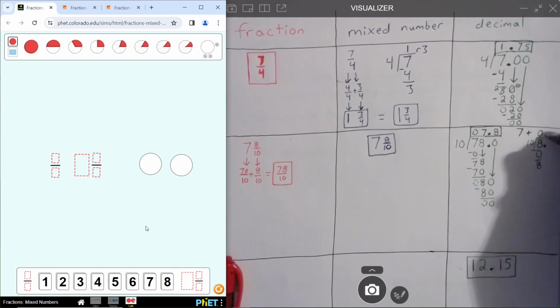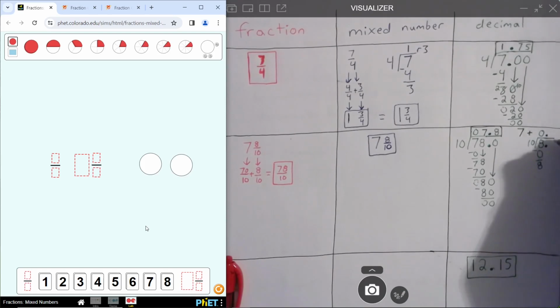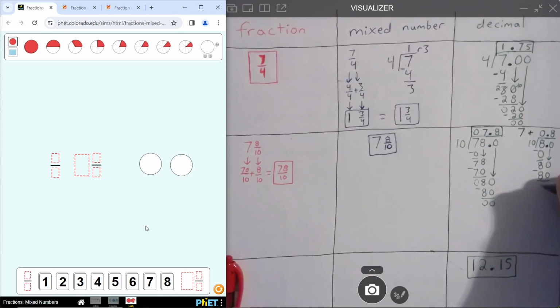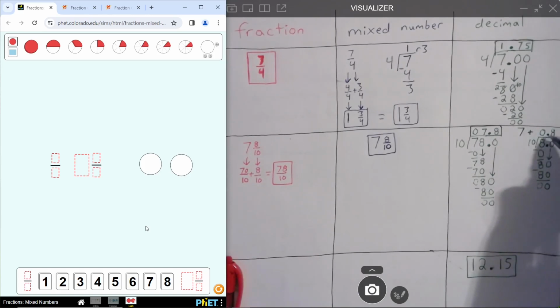Then we have a decimal here and here. We put a placeholding 0 and bring that down. 10 goes into 80 8 whole times. 10 times 8 is 80. And then 80 minus 80 is nothing. So we have 7 plus 0 and 8 tenths, or 0.8. And so what you get there is 7 plus 0.8.